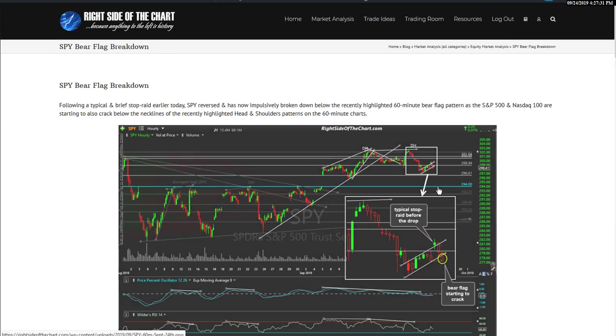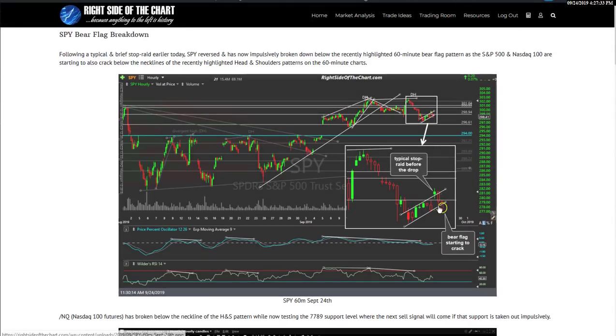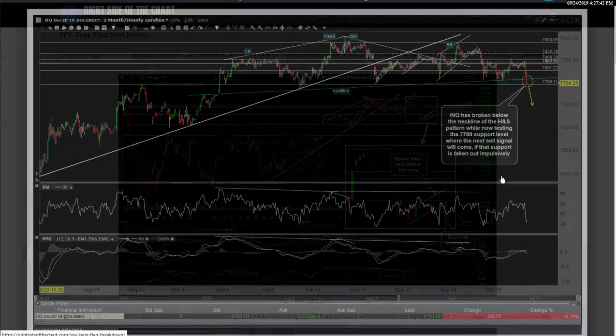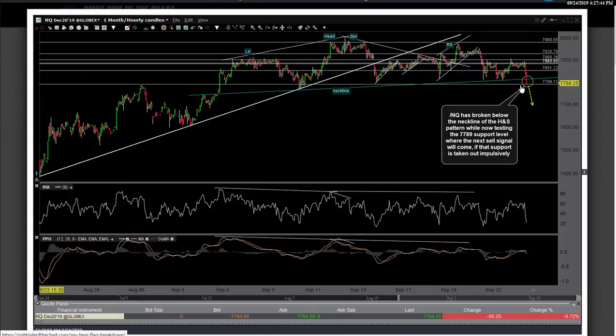And so this is right when SPY was breaking down. It was highlighted here. There it is. Let's see. There's a little screenshot there, typical stop raid I just talked about, bear flag starting to crack. And then I had NQ coming out, breaking the neckline of the head and shoulders, stating it was coming up to that key 77.89 level, which last night, and again I've been saying recently, was a more significant level.